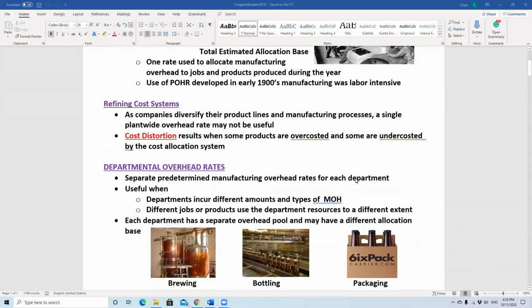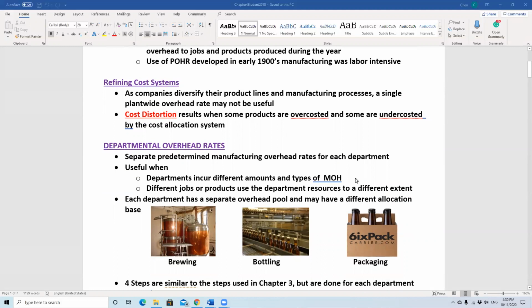However, Chapter 4 wants to refine this cost system, because sometimes the overall predetermined overhead rate might not apply to individual activities, and then it will result in some products being overcosted and some being undercosted. The cost based on the overall predetermined overhead rate might not reflect the true cost of single units of products.